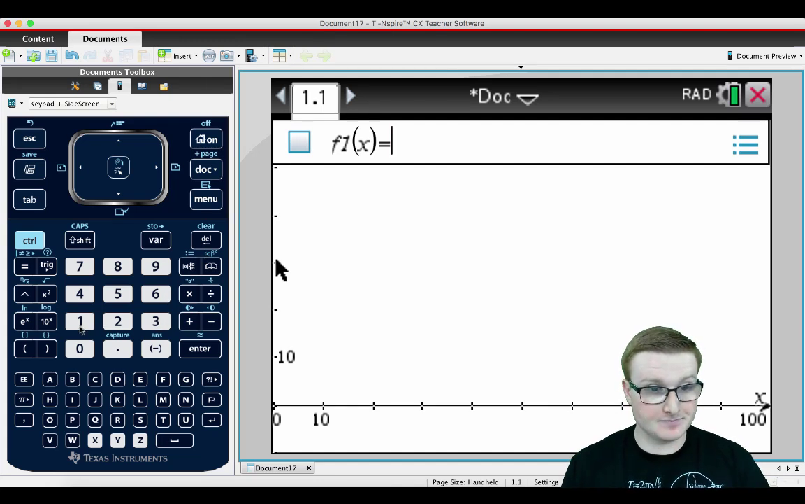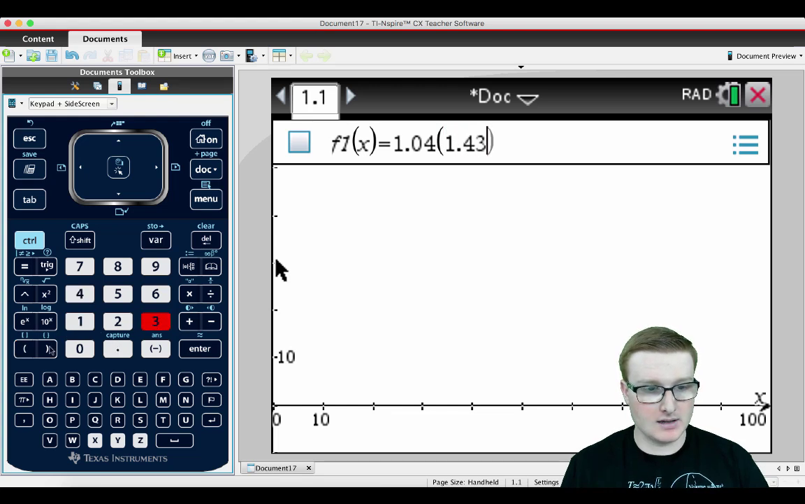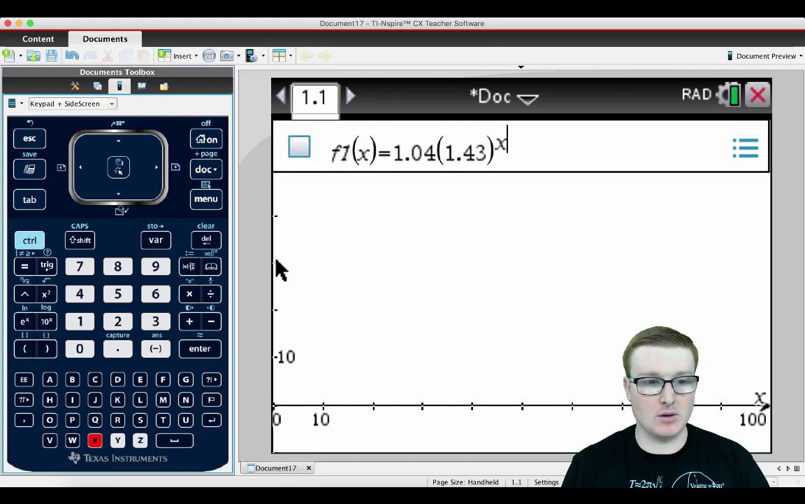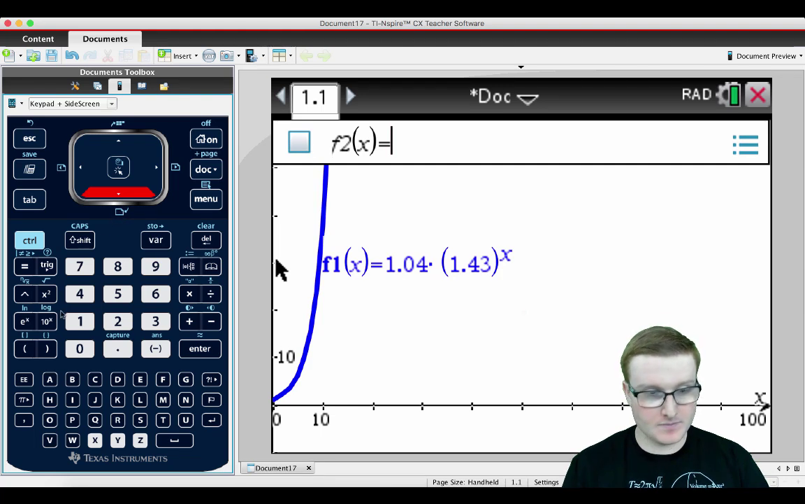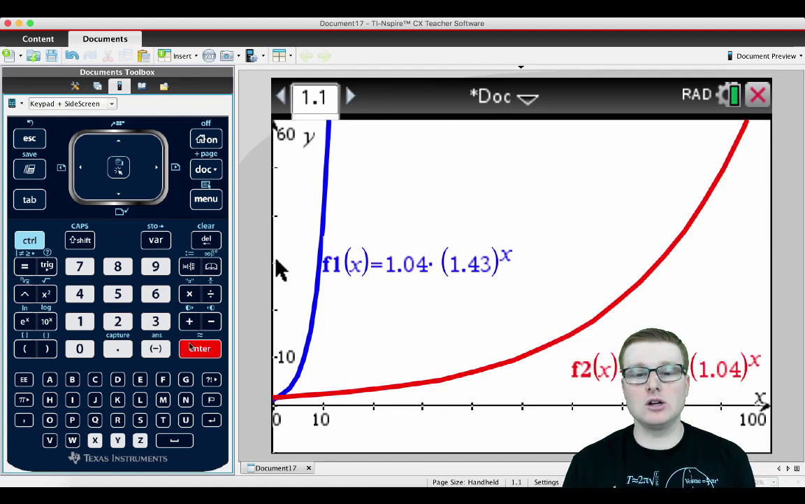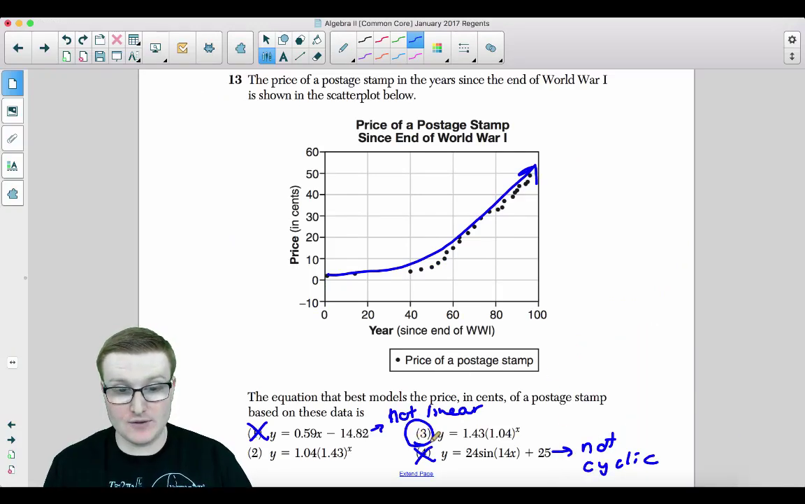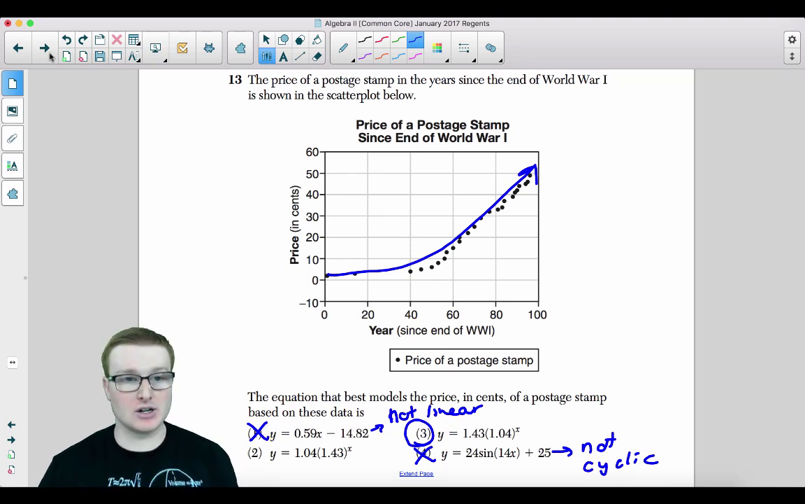So I'm going to graph 1.04 times 1.43 raised to the x power. And I'm going to graph 1.43 times 1.04 raised to the x power. Which one looks like the picture on our graph? Obviously, it's the red one because I just fit it into the window that they gave us. Your answer is choice 3 for that question. That's how you do it. You just narrow down the choices by using a graph, and you know it's not linear, it's not cyclic, so it has to be an exponential function.